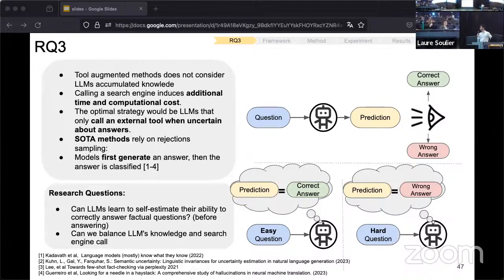Here we wanted to see if a language model was able to self-estimate its own ability to answer questions correctly or incorrectly before the generation process starts. So before generating the answer. The goal here is to balance the LLM knowledge and the search engine.